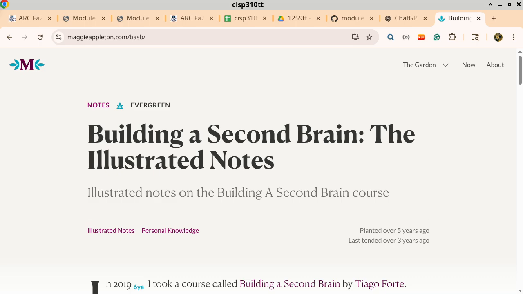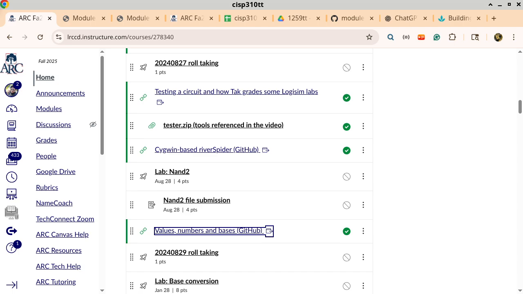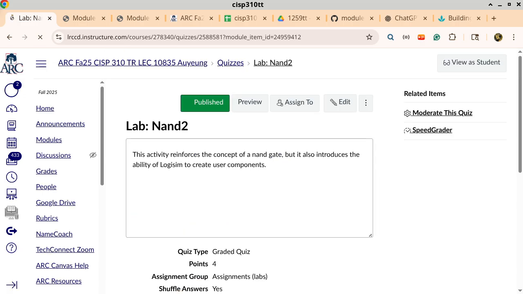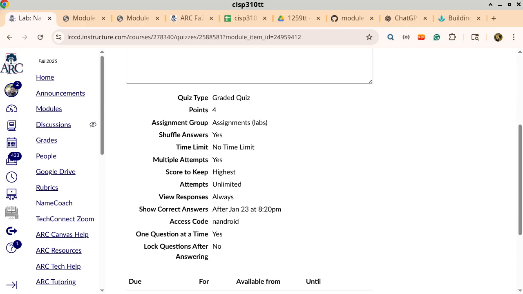All right. Well, the lecture is over. The lab is not visible yet. I'm going to make it visible. There we go. It is visible now, and you are going to need the access code. The access code is Nandroid, because this particular lab has to do with, guess what? The NAND gate. So Nandroid is the access code. It will require your circuit file from the previous lab.